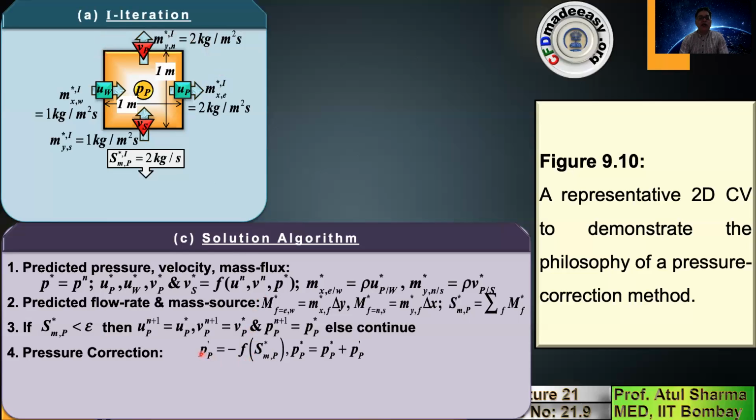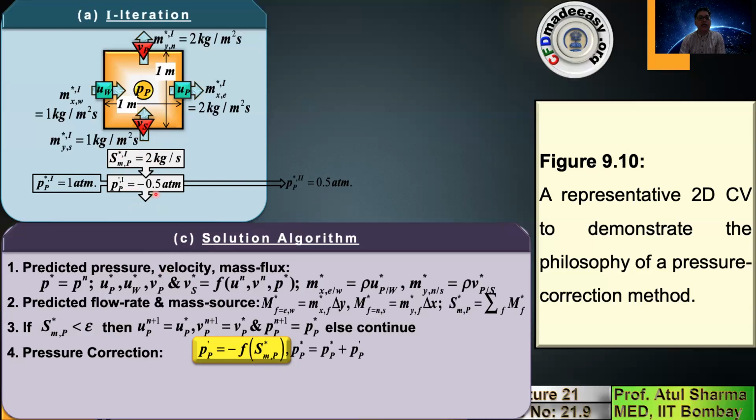So from the philosophy, I am presenting that there is a negative correlation between the pressure correction and mass imbalance. This is a mass source or mass imbalance. So we need a functional relationship, a mathematical equation, whose derivation I will show you later, of pressure correction as a function of mass imbalance. Let us suppose we use such an equation, and by using this mass imbalance, you obtain the pressure correction as minus 0.25.